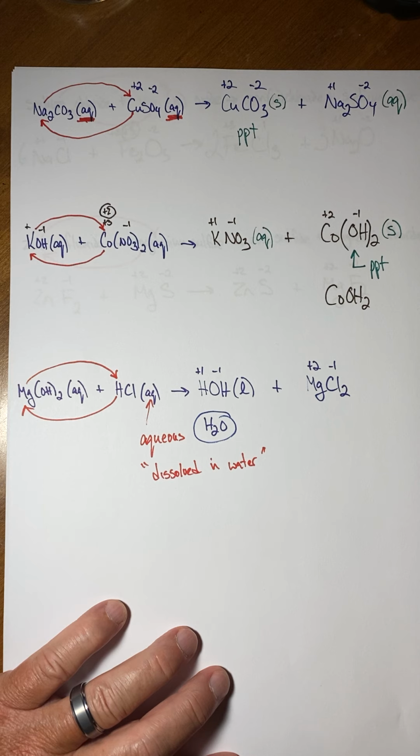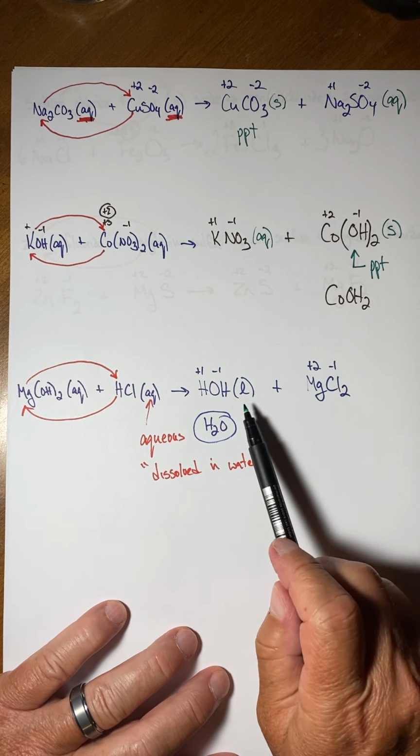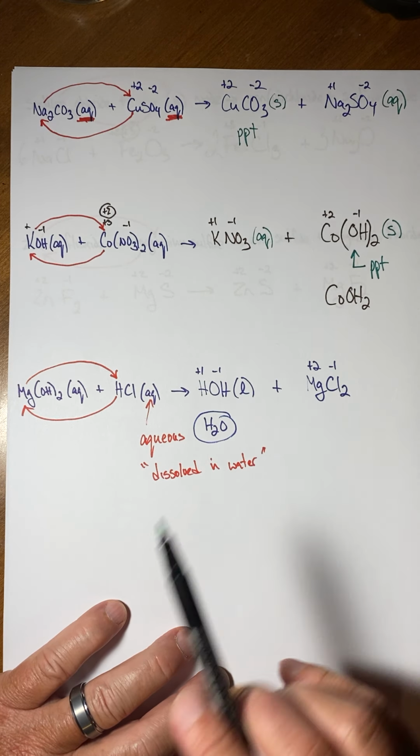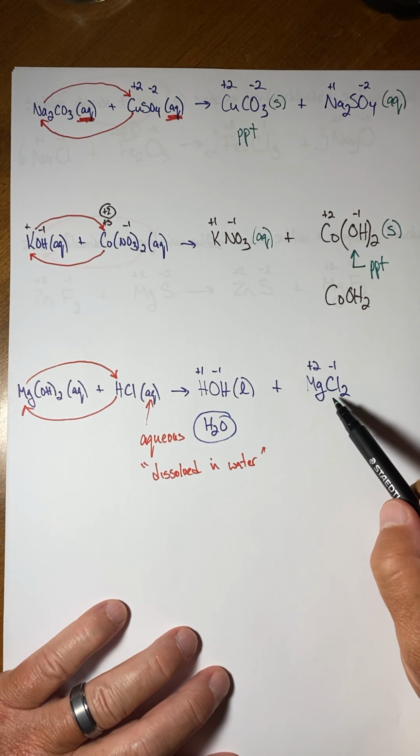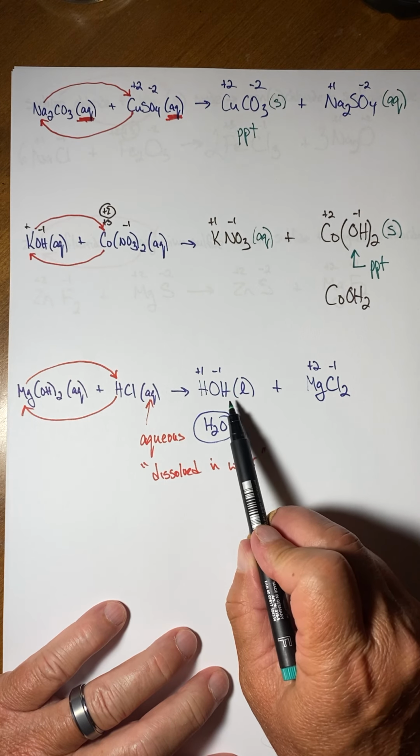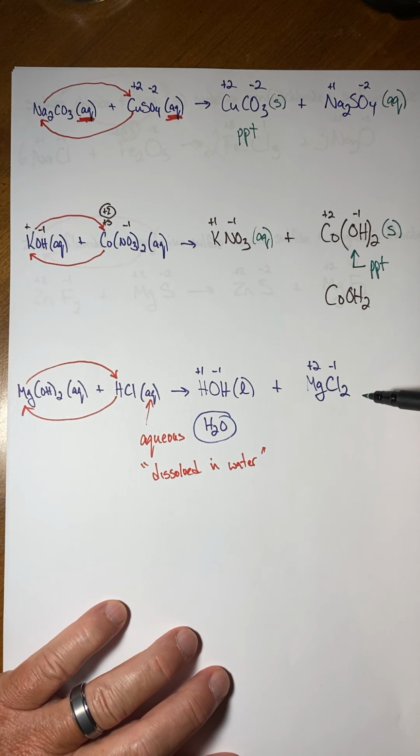Now, what I need to do is I need to do solubility rules. I just told you water is not going to dissolve in water, so I don't have to worry about that. I have to see if this is going to dissolve in water. The water that originally was there, plus I'm also making more water. Halogens are soluble, and this is not an exception. Magnesium is not an exception, so this will dissolve.